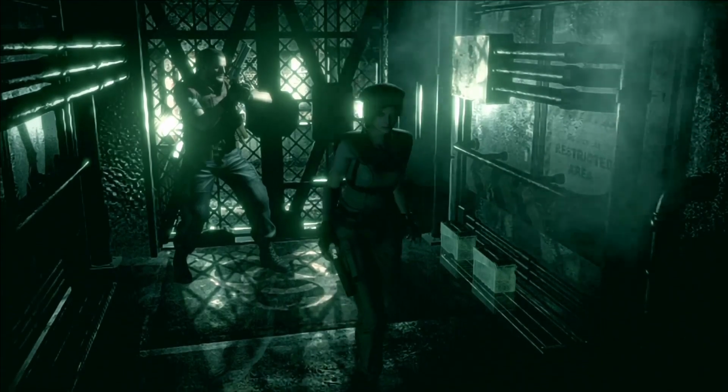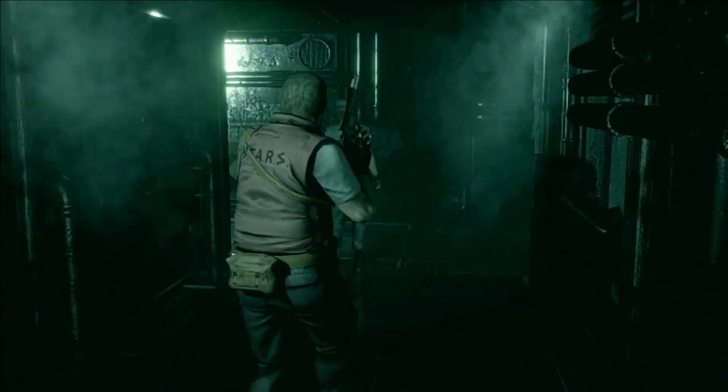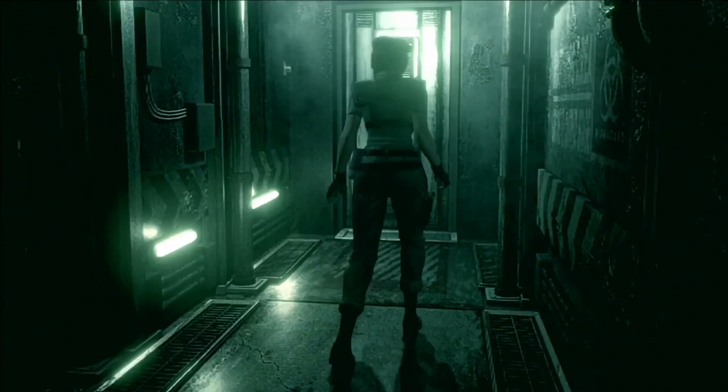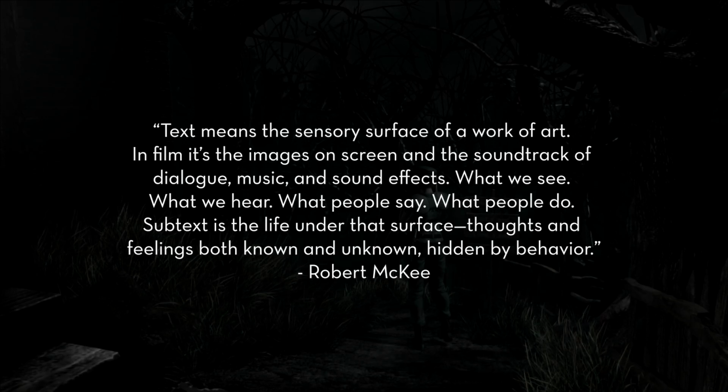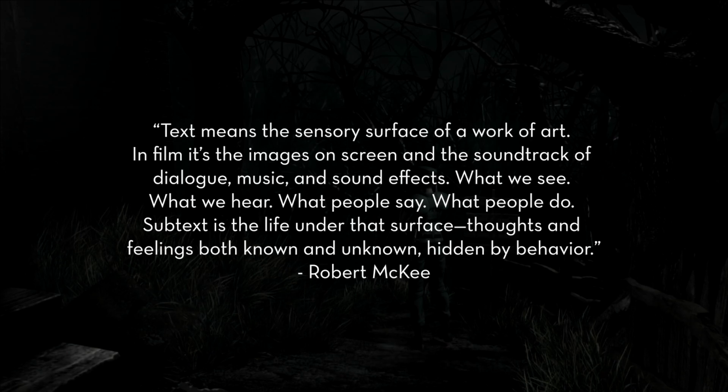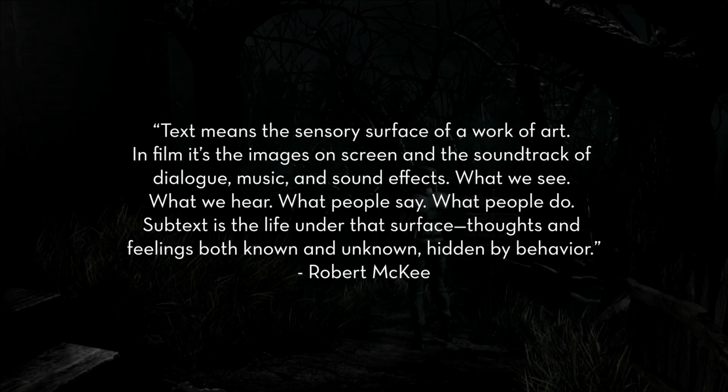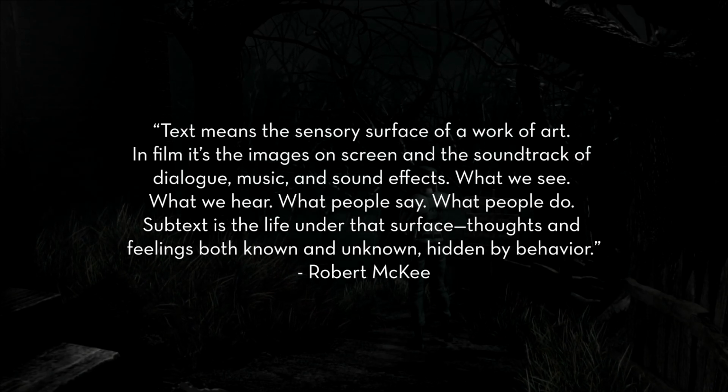In my last video, we looked at scene analysis technique from Robert McKee's Story and how it relates to the changing scene dynamics in Resident Evil 2 and its remake. While rereading Mr. McKee's Story, I was reminded of one of his quotes about text and subtext. In his chapter on scene analysis, he says, "Text means the sensory surface of a work of art. In film, it's the images on screen and the soundtrack of dialogue, music, and sound effects. What we see, what we hear, what people say, what people do. Subtext is the life under that surface. Thoughts and feelings both known and unknown, hidden by behavior."